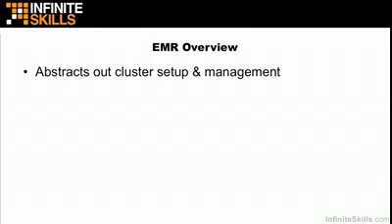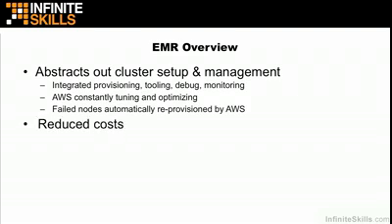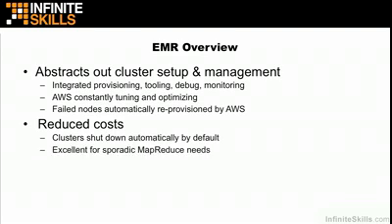EMR essentially abstracts out the cluster setup and management. It has integrated provisioning, tooling, debug, and monitoring. Amazon is constantly tuning and optimizing it. Anytime a node fails in EMR, Amazon automatically reprovisions a virtual machine to replace that node. EMR can also be a whole lot more cost-effective to run. The clusters automatically shut down by default once you're finished doing the processing. This can obviously be excellent for sporadic MapReduce needs. If you only need to process data maybe 2 to 6 times a month, EMR may be your best solution.